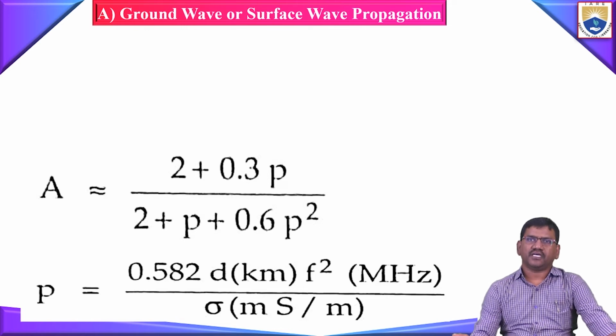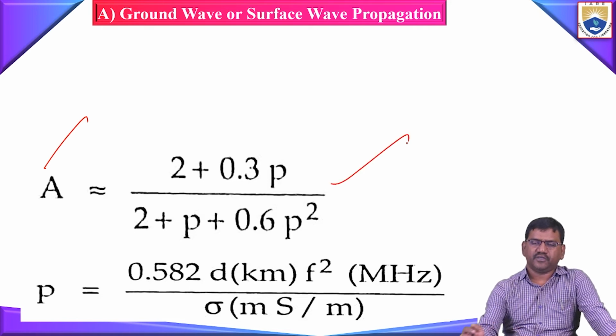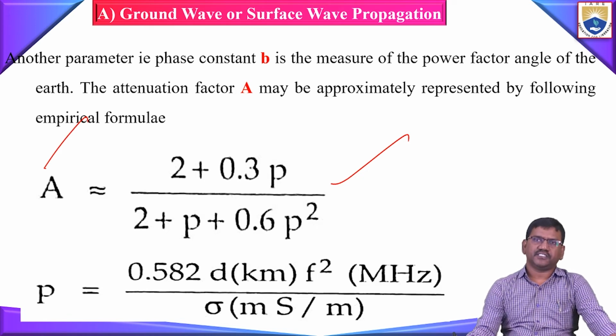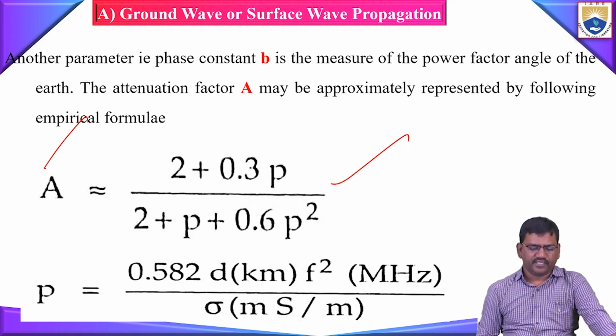The attenuation factor depends upon two auxiliary variables. We want to find the value of A, and this is the formula to be used: A is equal to 2 plus 0.3 p by 2 plus p plus 0.6 p square. Here p is given by 0.582 into D in kilometers into F square by sigma, where the distance between the transmitting and the receiving end is expressed in kilometers and F, the frequency, is expressed in megahertz.